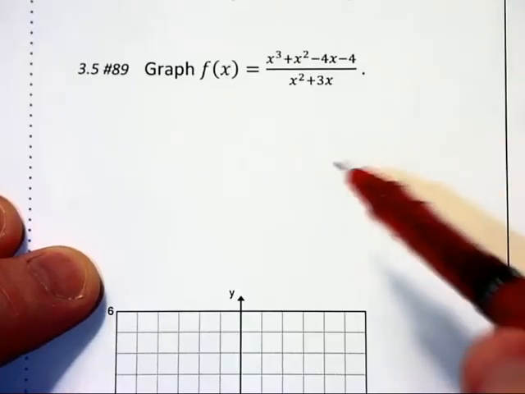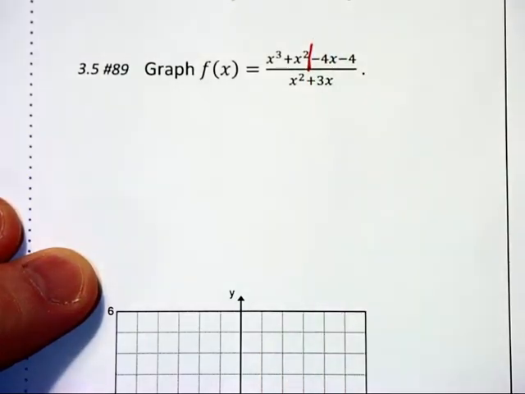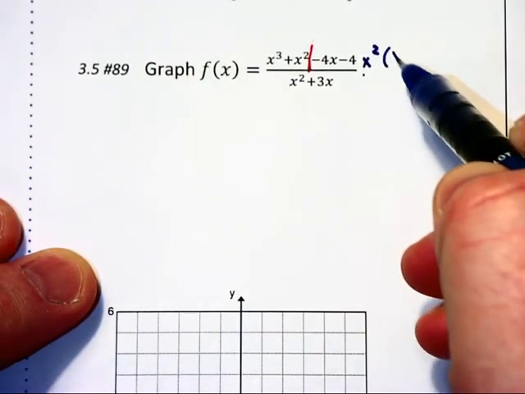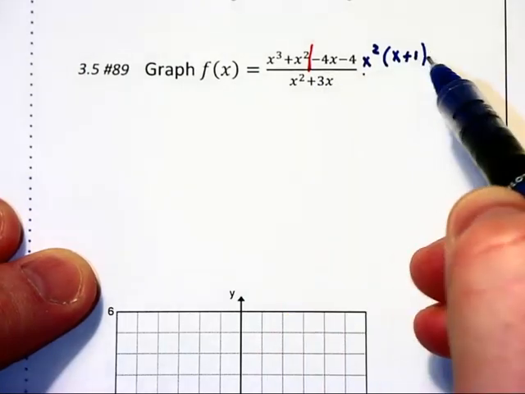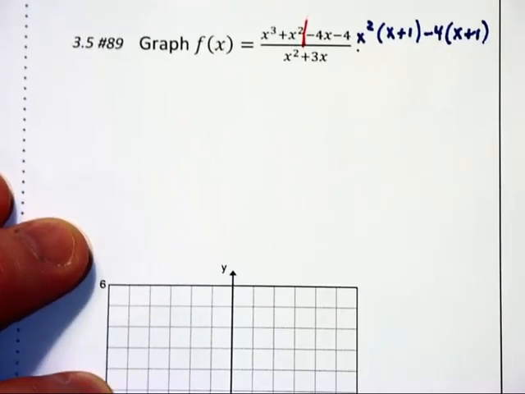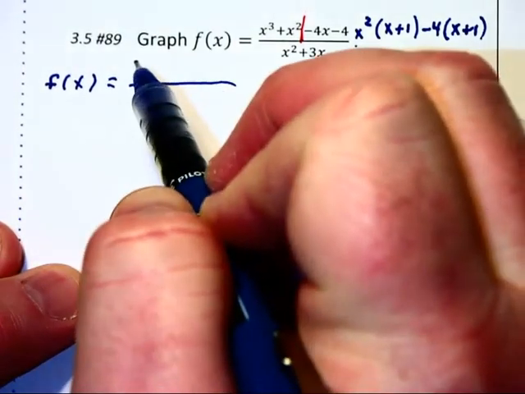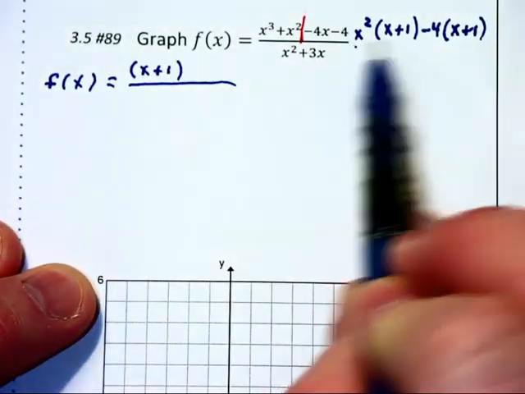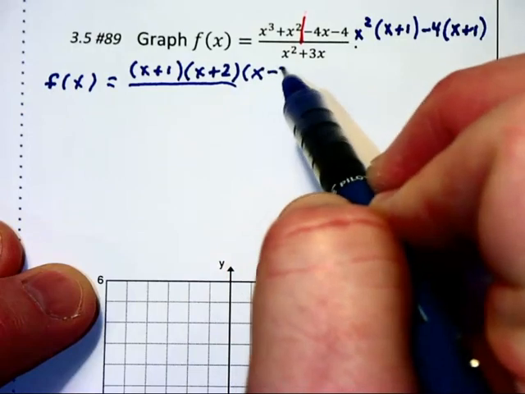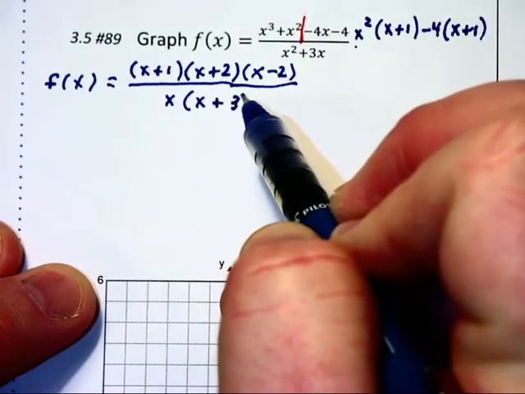Looking at this next function, we see that there are 4 terms in the numerator, which lends itself to factoring by grouping. Let's take an x squared out of the first 2 terms, and this leaves us with x plus 1. We can factor a negative 4 out of the next 2 terms, and this leaves us also with x plus 1. So we can rewrite our function f of x as x plus 1 times x squared minus 4, which factors into x plus 2 times x minus 2. And we see that the denominator factors into x times x plus 3.